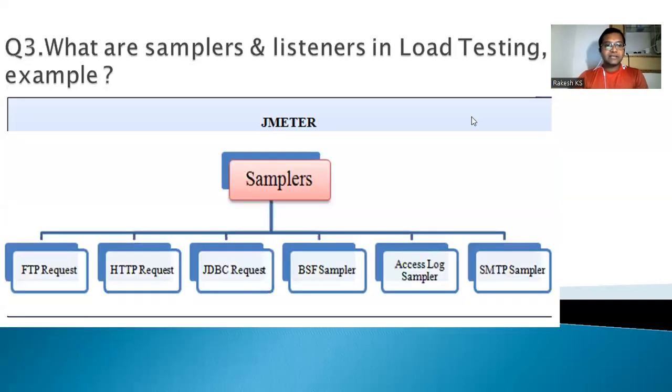Basically, samplers send requests to a server and wait for the response in JMeter. It is basically sending some information to the server. That is the main feature of samplers. Samplers use FTP request, HTTP request, JDBC request, BSF, etc. All these things samplers will do.